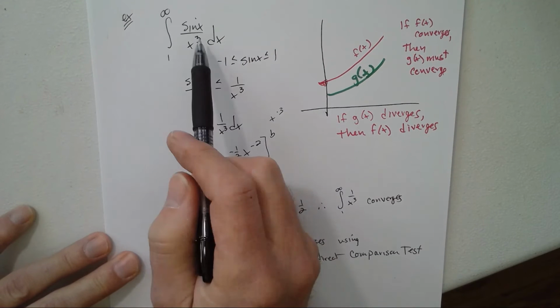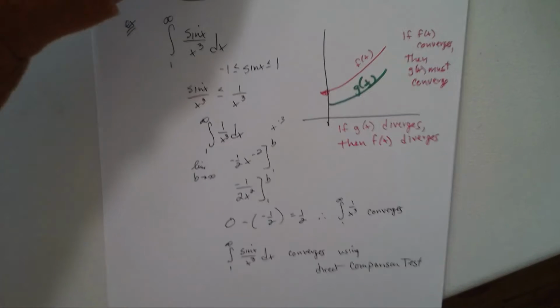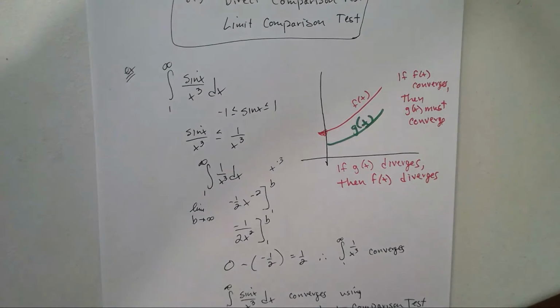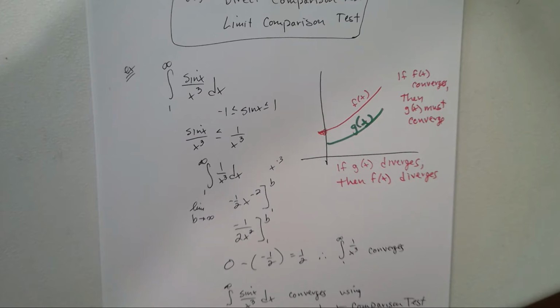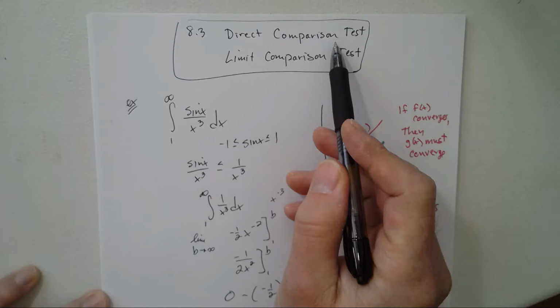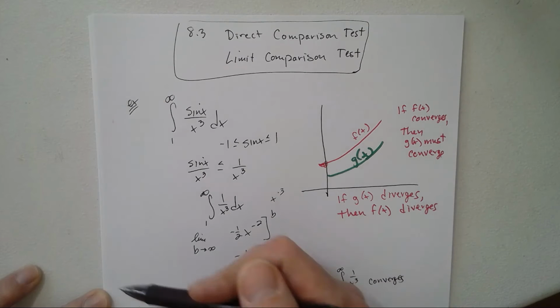Like this one would require the direct comparison test, but it's better to use the limit comparison test because the logic doesn't have to be as specific. Use the direct comparison test only when you have to. The limit comparison test is what you should try first.